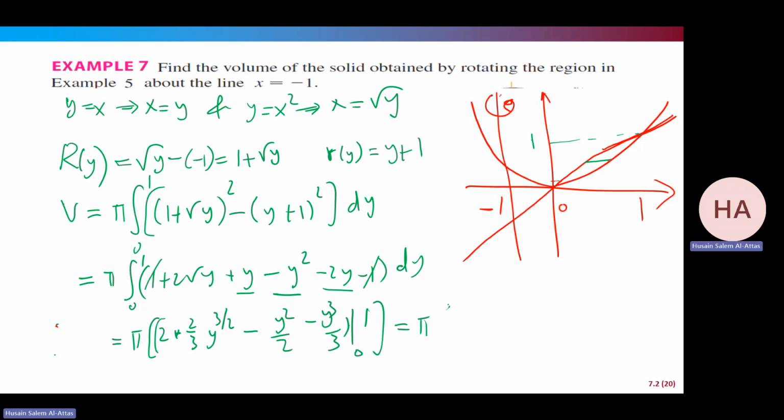What will I get? Pi times 4 over 3 minus half minus 1 over 3. That gives me what? 4 over 3 minus 1 over 3 is 1, minus half, which is half. So the answer is pi over 2.